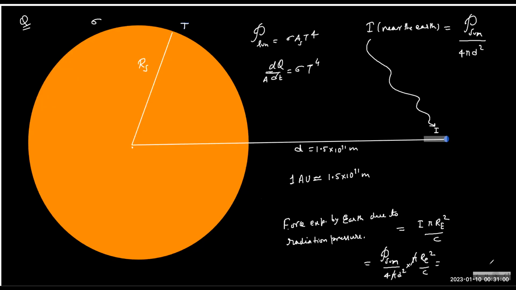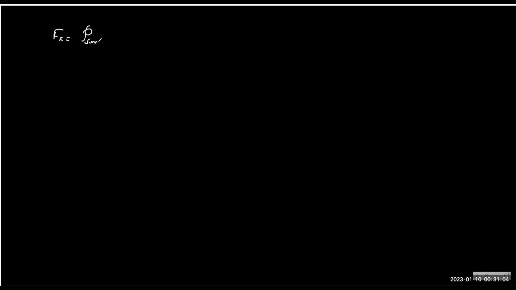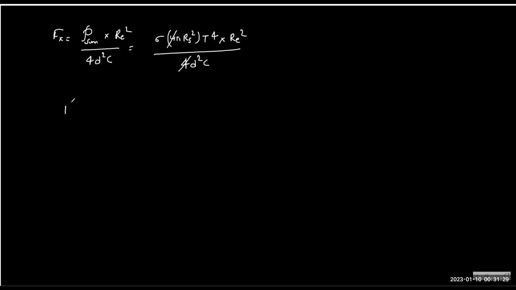Okay, just how much you got? P sun, power of sun, RE square by 4d square C, right guys? But the power of sun is sigma into 4 pi sun area T power 4 upon, so finally you can see the force on earth will be a function of temperature of sun.